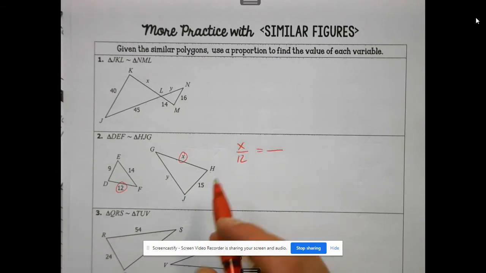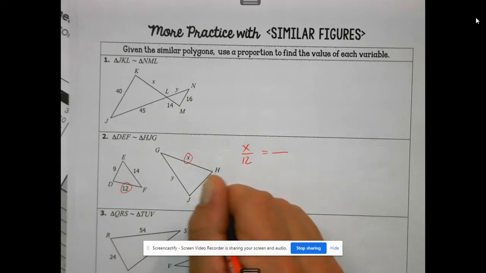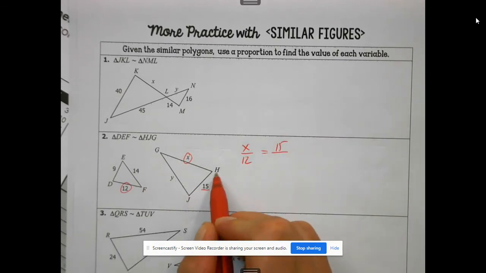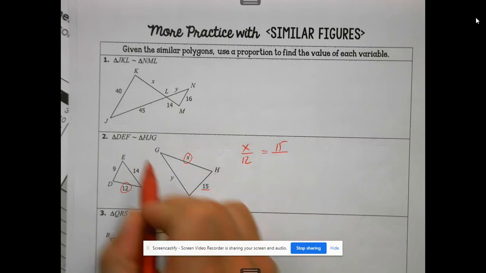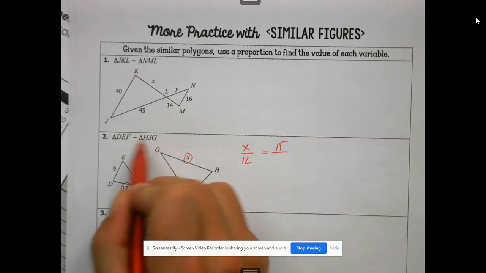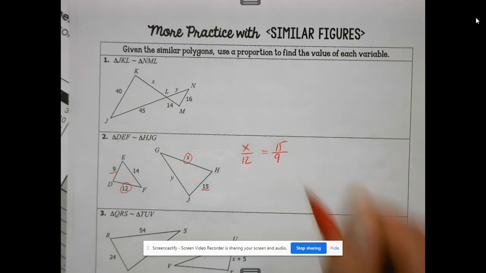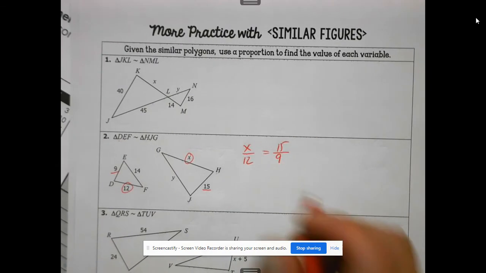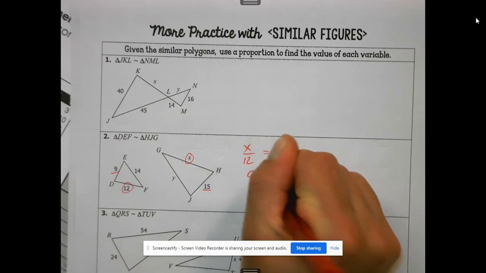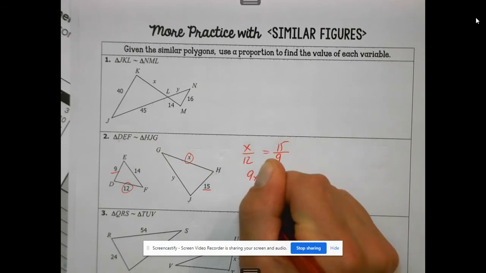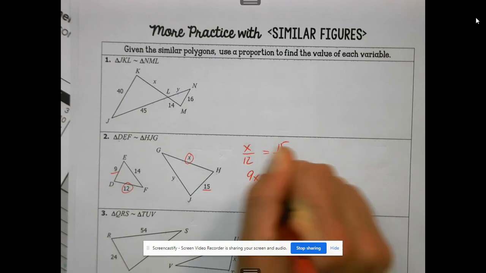All right. And I'll come back to my original triangle. Use the 15. Okay, what side does that match up with? Well, 15 is in between H and J. H and J matches with D and E. D and E is 9. Cross multiply, solve. That'll give me 9x. 12 times 15 is 180. 9 goes in there 20 times.